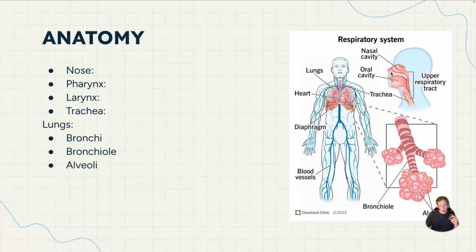Within the lungs, you have our bronchi, and then our bronchiole and our alveoli. Think of it as the bronchi being the major tree trunks and branches, the bronchiole being the sticks, the smaller branches, and the alveoli being the leaves.